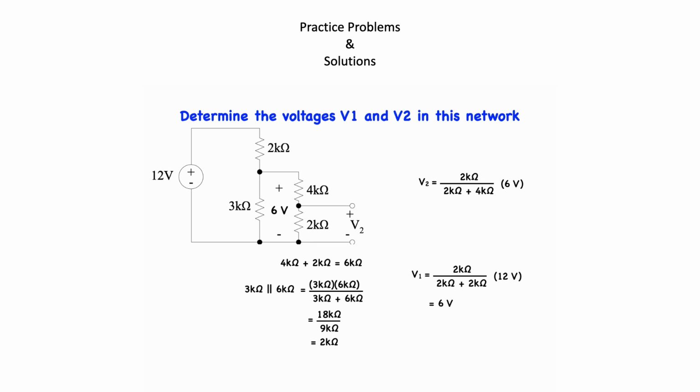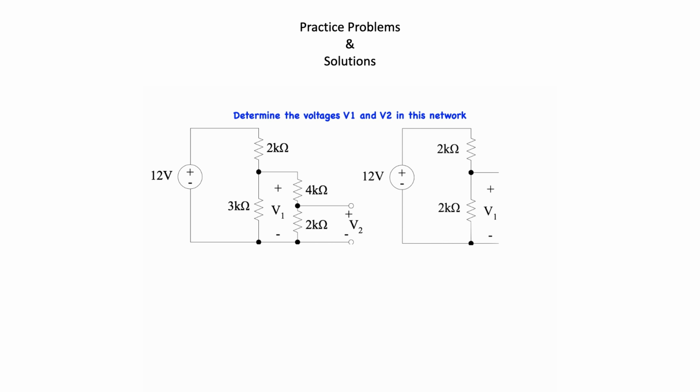This gives us the solution to the original problem. As in most cases, there is more than one way to find a solution. Another way would be to use Ohm's law to find the current flowing in the areas of V1 and V2.